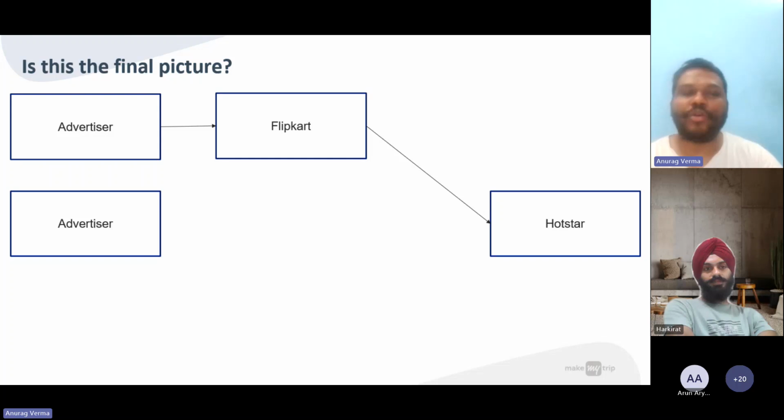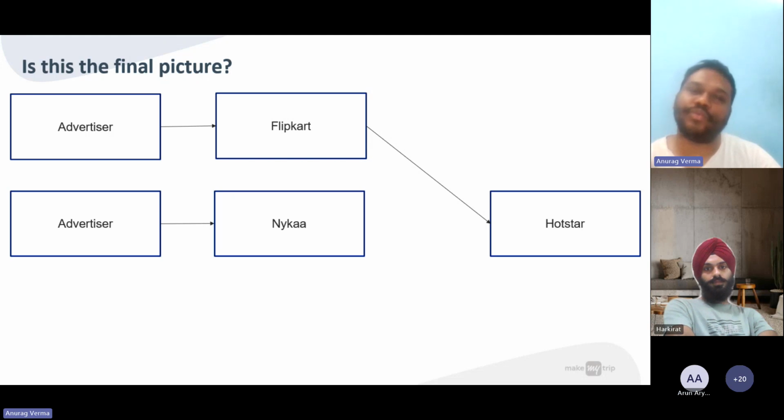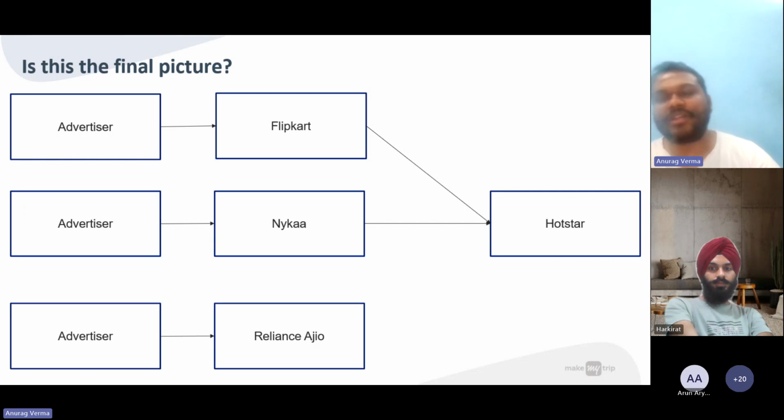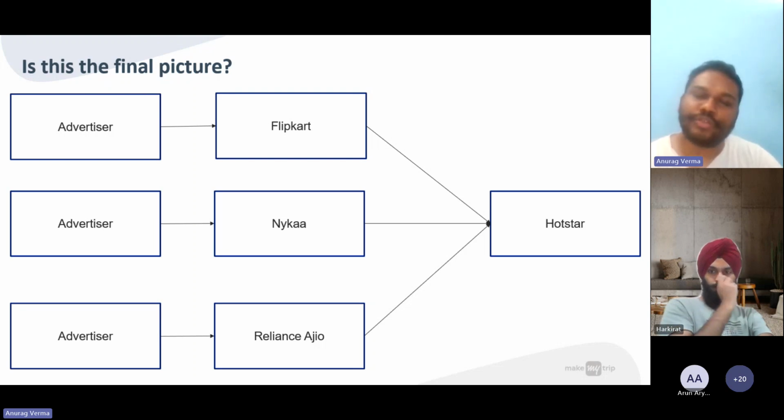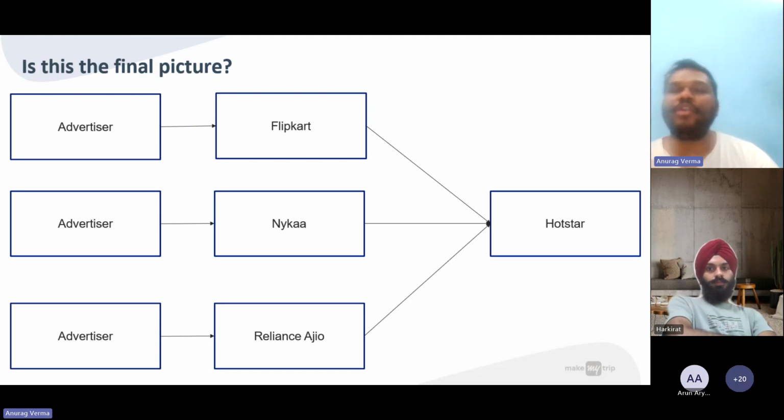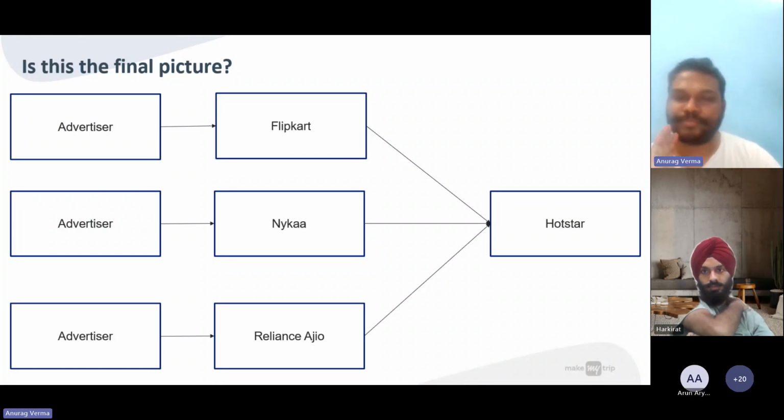But what I can also do is another advertiser who uses Nykaa. Nykaa has its own sort of ads management tool, and Nykaa also has that same problem as Flipkart. They have a lot of data about the user, but they don't have a place to run ads, right? So again, I can integrate Nykaa also with Hotstar. Then again, I can maybe partner with Reliance Ajio. So I partner with a cosmetics player, I can now partner with an apparel player, and again, I can integrate and give access to my supply to Reliance Ajio also, right? So what I'm doing is basically unlocking a lot of demand through a lot of third party players, and all of them have the same problem. They are data rich but supply poor.